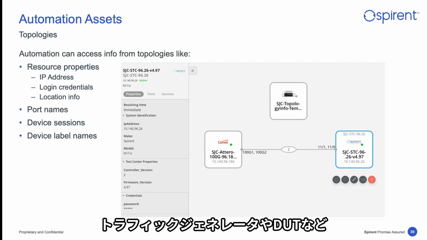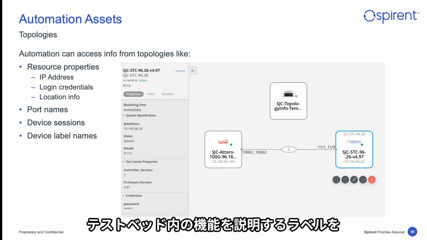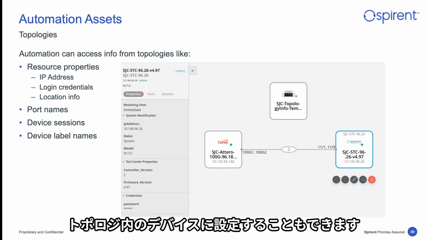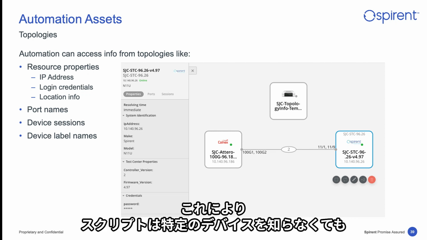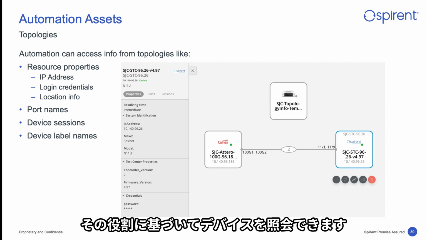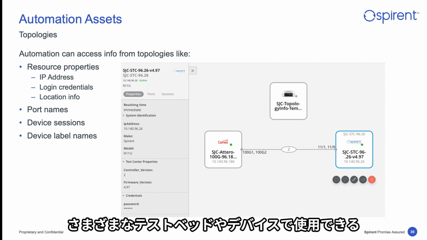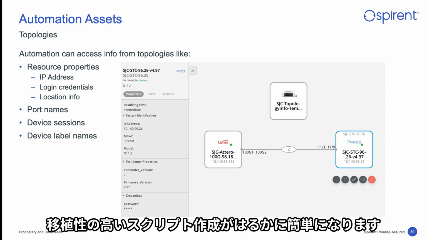You can also assign labels to devices in a topology that describe their function within the testbed, such as traffic generator or DUT. This allows your script to query a device based on its role without knowing any specific device info beforehand. All these features combine to make writing a portable script that can be used across a wide range of testbeds and devices much easier.